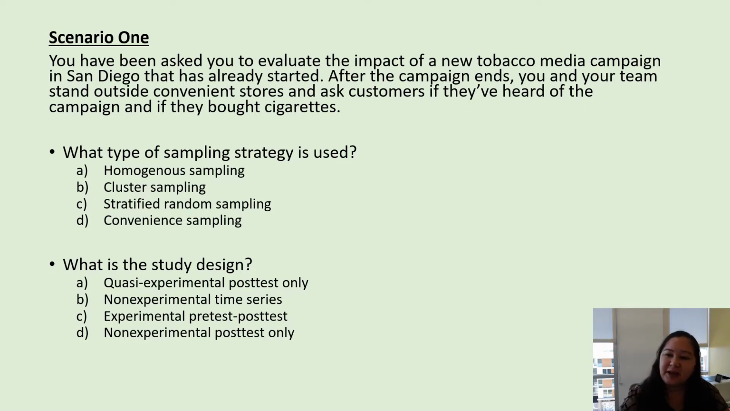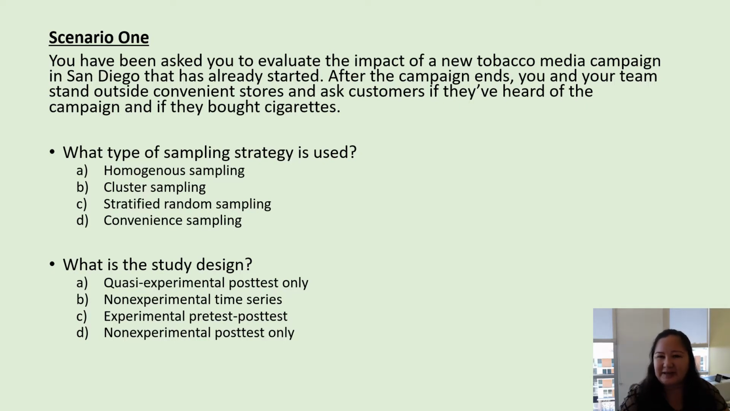And the next line, after the campaign ends, you and your team stand outside convenience stores and ask customers. So I'm thinking, okay, so now I'm trying to sample and get people into my study. I'm not doing anything random. I'm literally just standing outside of convenience stores, and from studying, ironically, I'm aware of convenience sampling. So I'm not looking into clusters, I'm not randomizing people, I'm literally just whoever stops by, I'm going to ask them questions, and that's convenience sampling.